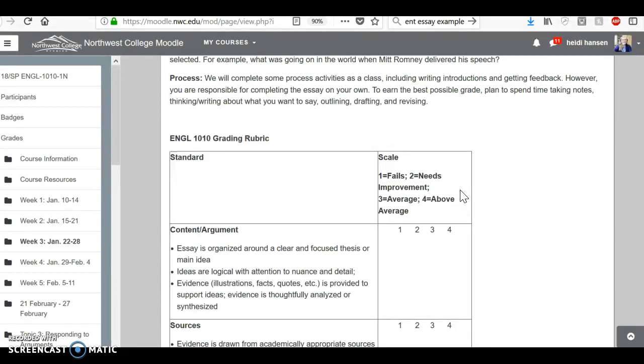Finally, we will complete a few process activities as a class, including a brainstorming or pre-writing journal assignment, but you are responsible for completing the essay on your own.